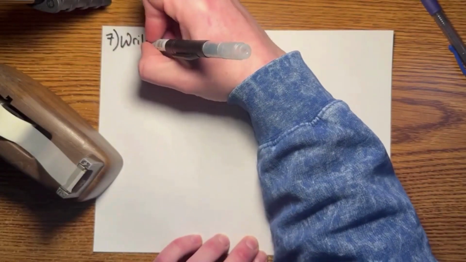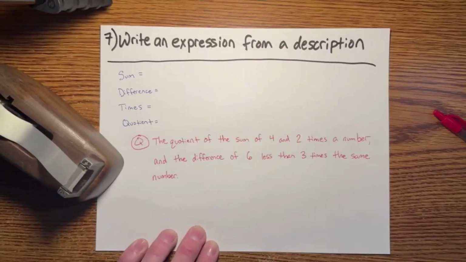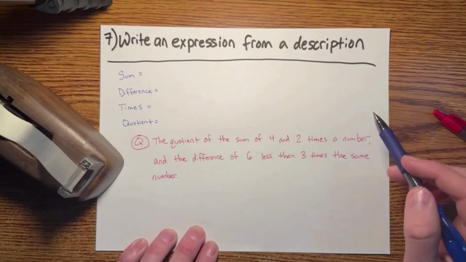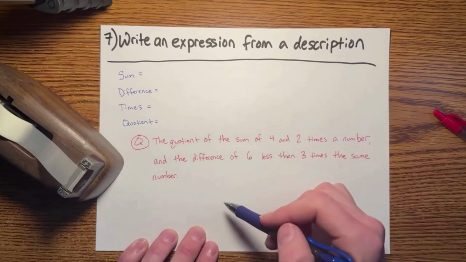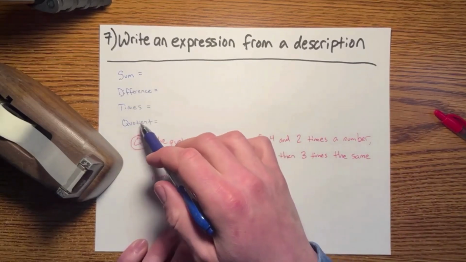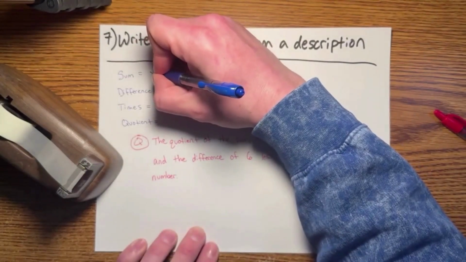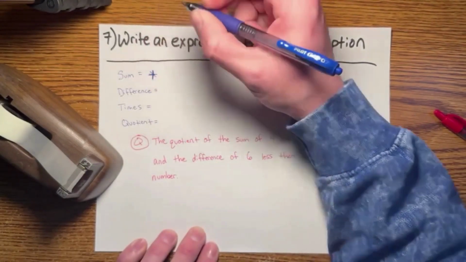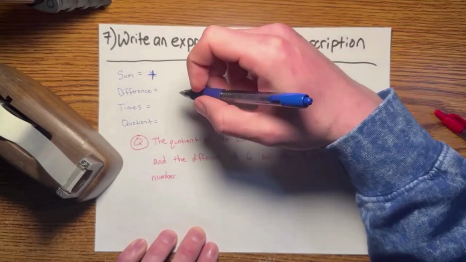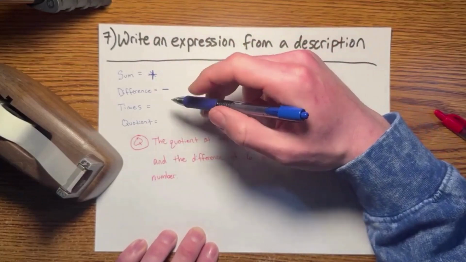Number 7: write an expression from a written description. You'll be provided with a somewhat technical description of an expression and asked to derive or pull out the expression from that description. A few key terms to know: sum refers to the addition of two different numbers. The difference is the subtraction of those two different numbers.